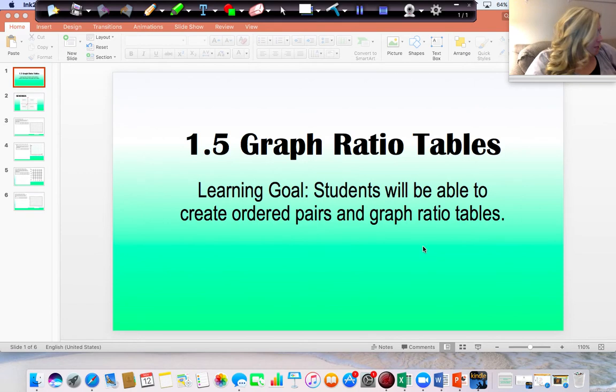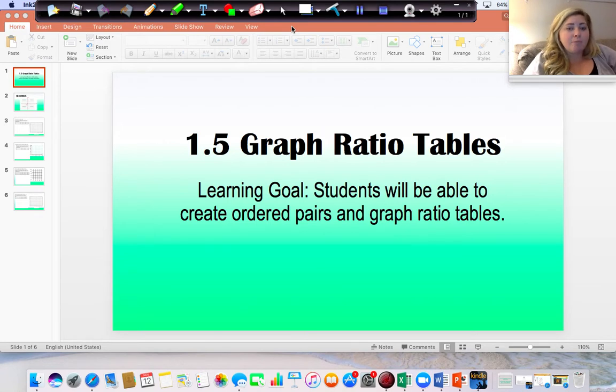So let's go ahead and get started. Today we are doing Chapter 1, Lesson 5 on graphing ratio tables. Students will be able to create ordered pairs and graph ratio tables. Make sure to write all of this down. This lesson and the last lesson are super important for 7th and 8th grade, so it's really important that we understand how to graph these ratio tables.